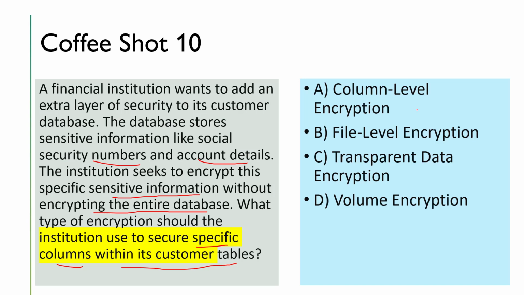Option A, column level makes sense because we're encrypting a particular column. File level is used for non-database cases, like when we're keeping some files and need to encrypt that file. Database, transparent data encryption, basically encrypts the entire database, which is used for the data at rest stage. And volume level encrypts the entire volume. But here, we don't want to encrypt the entire database, we want to encrypt a particular column. And that is the reason the answer is column level encryption.